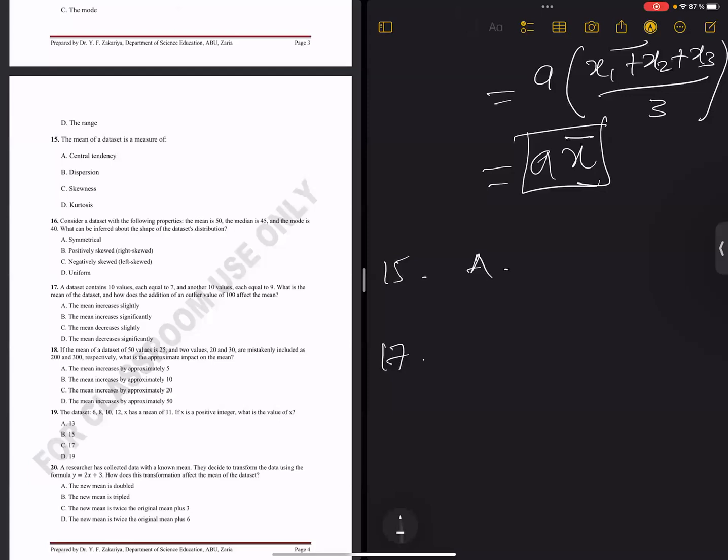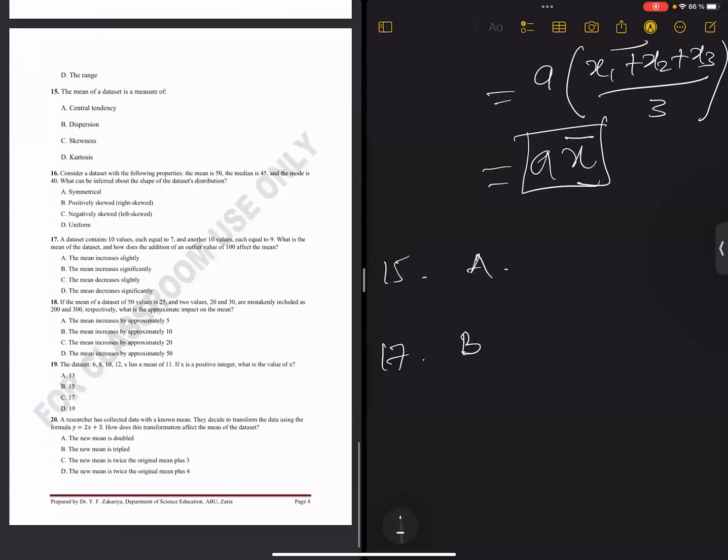Because when you look at 7 and 9, the mean of that data set will be around that range. So the mean is 8. When you now introduce 100, it's going to inflate the mean. So in that case, we find out that it's going to increase the mean significantly. Thank you very much, madam. The answer is B, but that is the explanation.